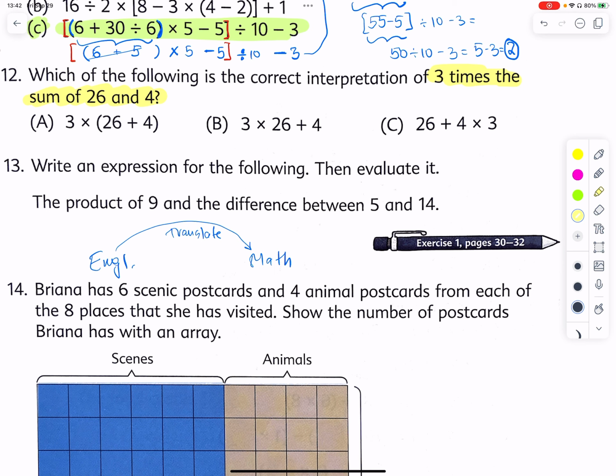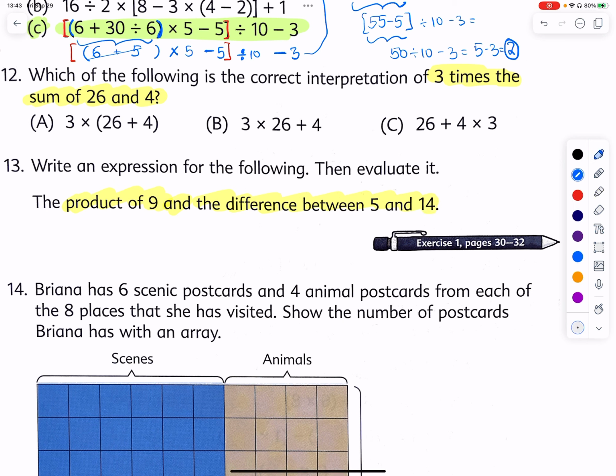I'm going to read with emphasis number 13. Write an expression for the following, then evaluate it. Let me clean up my translation image. I'm reading number 13. The product of 9 and the difference between 5 and 14.